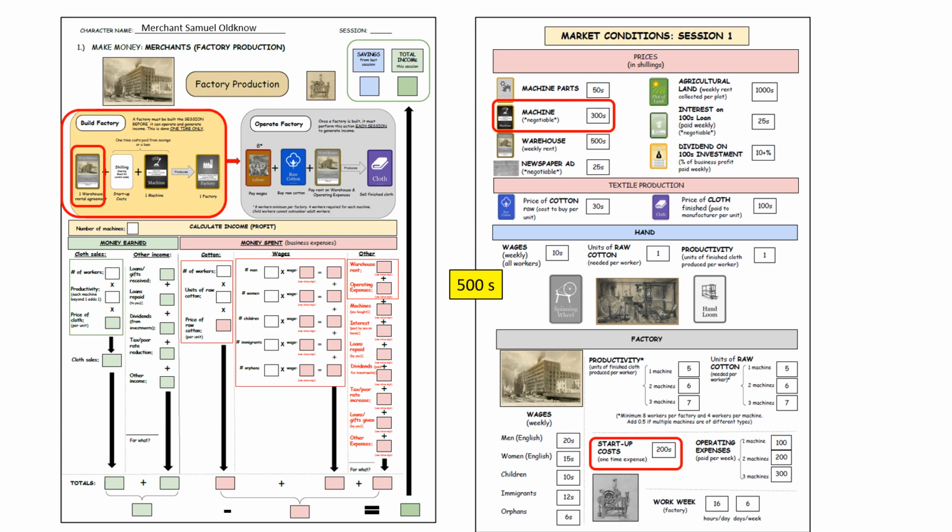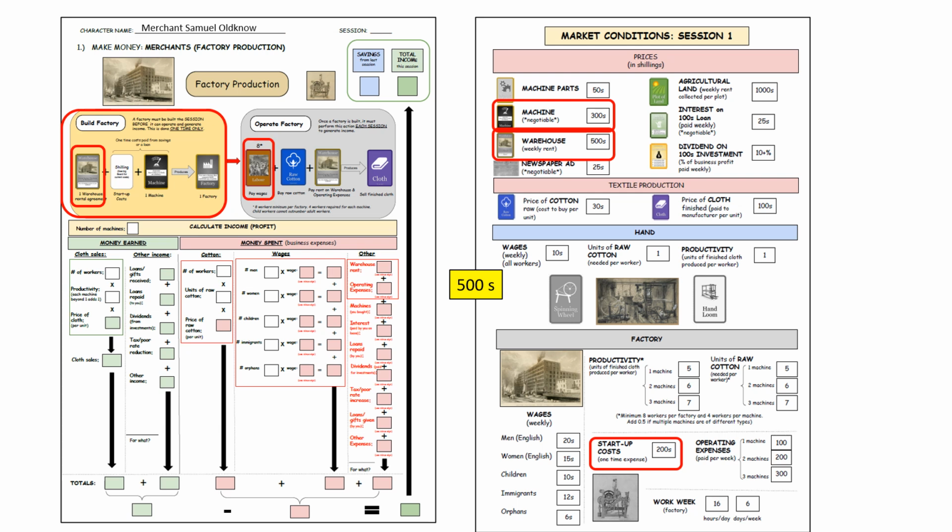And then, of course, in the session before operating the factory, the merchant probably wants to talk to an aristocrat to see if they can get an agreement to rent a warehouse. They don't have to pay the rent until they're operating the factory, but they probably should get the agreement before then. And again, the average price for warehouse rent is on the market conditions board, but it's negotiable.